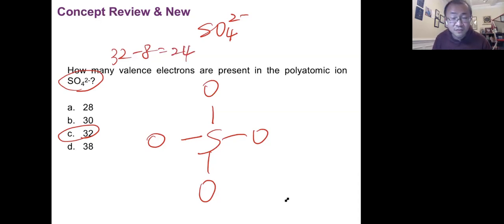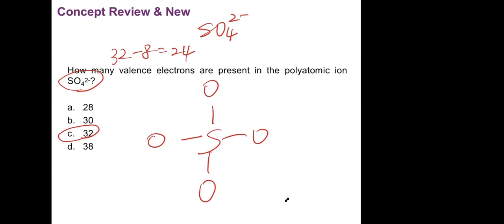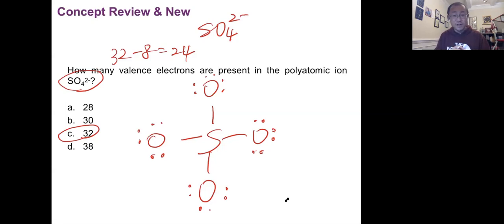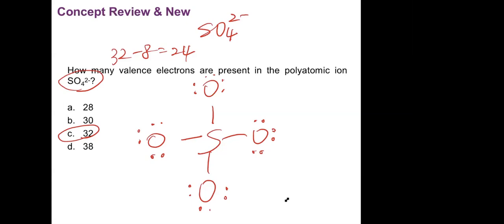Next step, satisfy the octet rule. From where? Outside in. Oxygen, again, needs how many to satisfy? 6. So 1, 2, 3, 4, 5, 6. Same for each of the four oxygens. How many do I have left? None. 0. Very good.